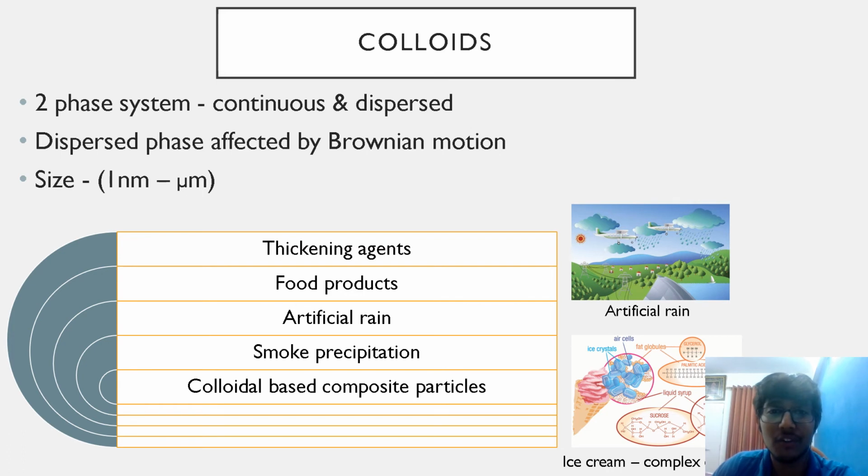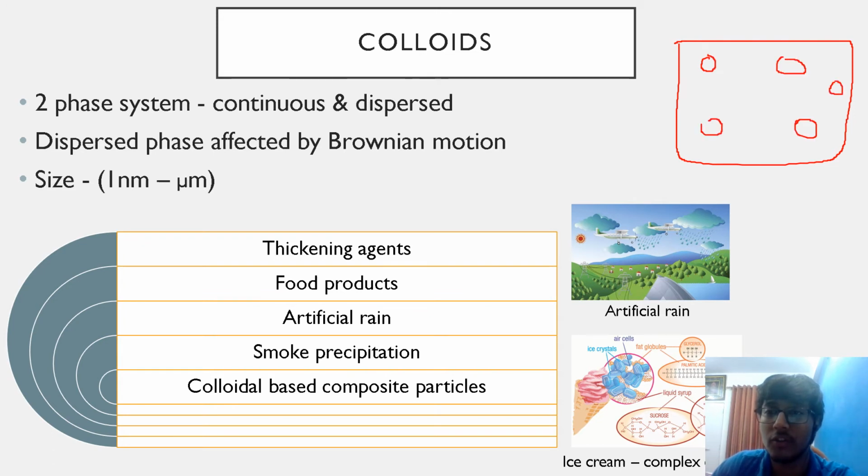So they consist of two phases, a dispersed phase and a continuous phase. Now what is meant by this is, say if I have the dispersed phase as these particles and this is the continuous phase, then if I take one point in the continuous phase, it's always possible to move from point 1 to point 2 while always staying in the continuous phase. Also, the dispersed phase is affected by Brownian motion. Also, the size range of the dispersed phase is 1 nanometer to 1000 nanometers, which we can again see is the mesoscopic length scale.